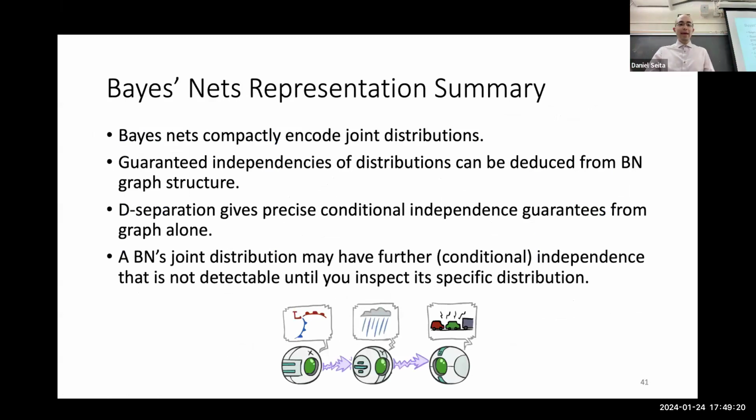To summarize, Bayes nets compactly encode joint distributions, and from looking at them, you can guarantee certain independencies. There might be more, but there are at least a few that you can guarantee based on the structure of the Bayes net. And you can use the D-separation algorithm. In practice, you would implement it on a machine, but if you're just doing it by hand, you can just see how it works. Again, the Bayes net joint distribution might have further conditional independencies, but D-separation will give you what's guaranteed.